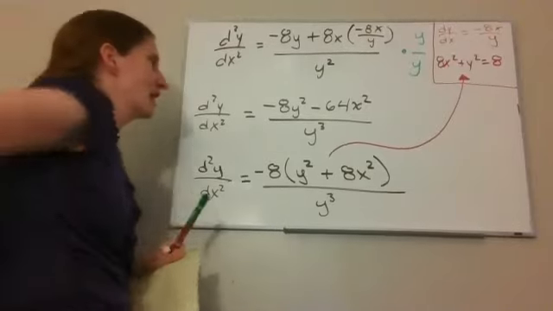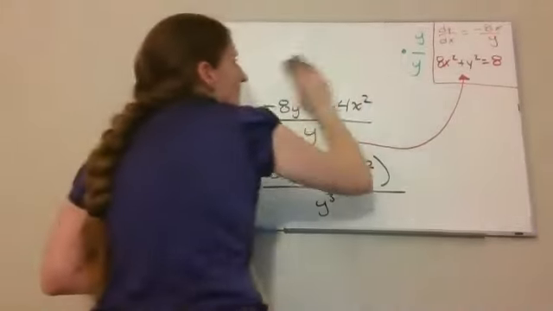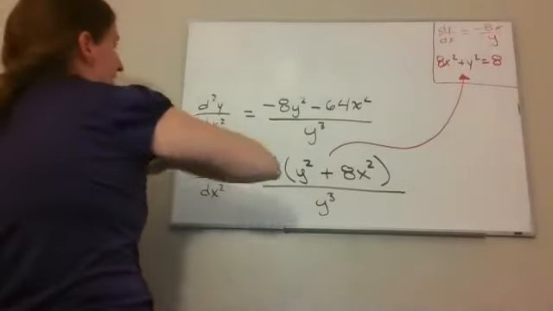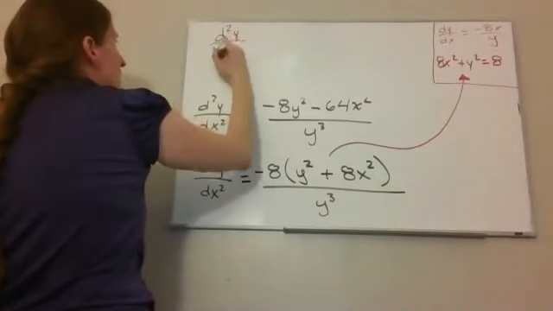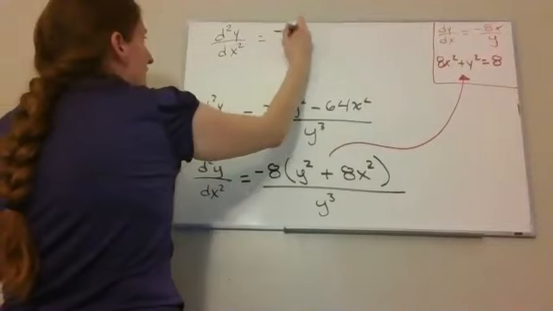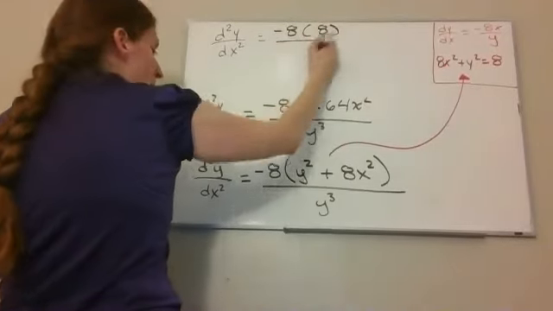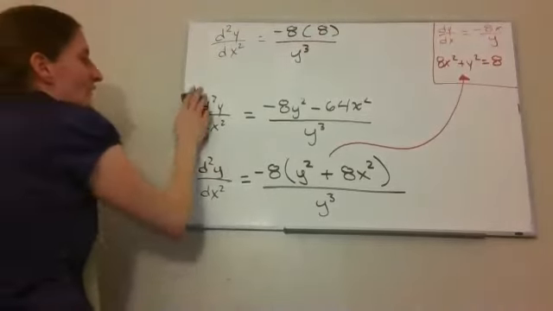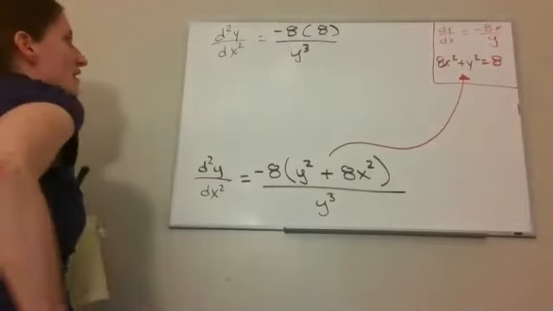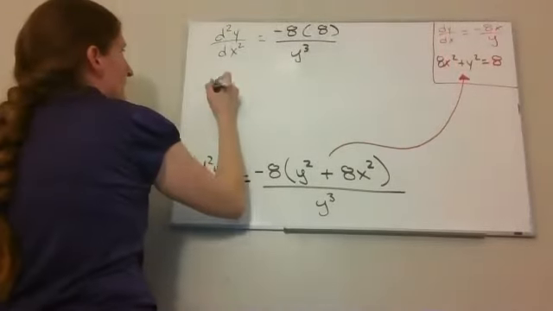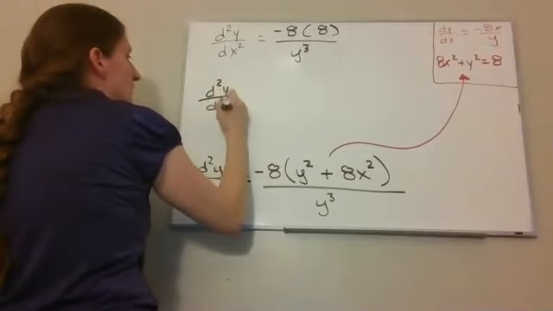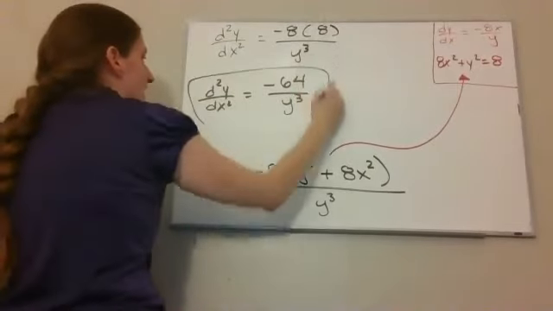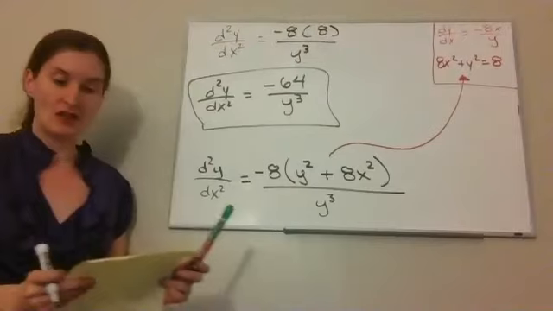So when I plug in that information up there, we get that my second derivative is equal to negative 8 times 8 over y to the third, which when I actually multiply those together, we get negative 64 over y to the third. And that is an expression for the acceleration of that particle.